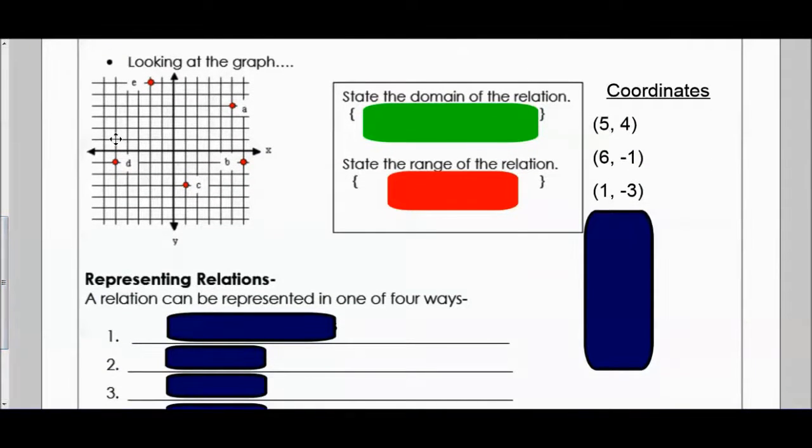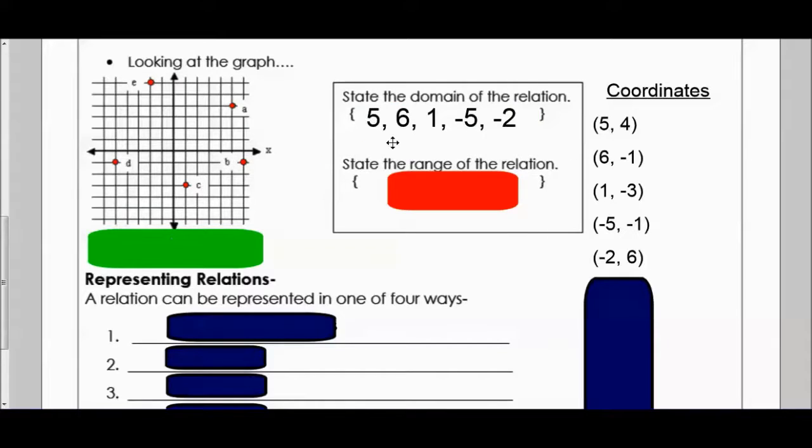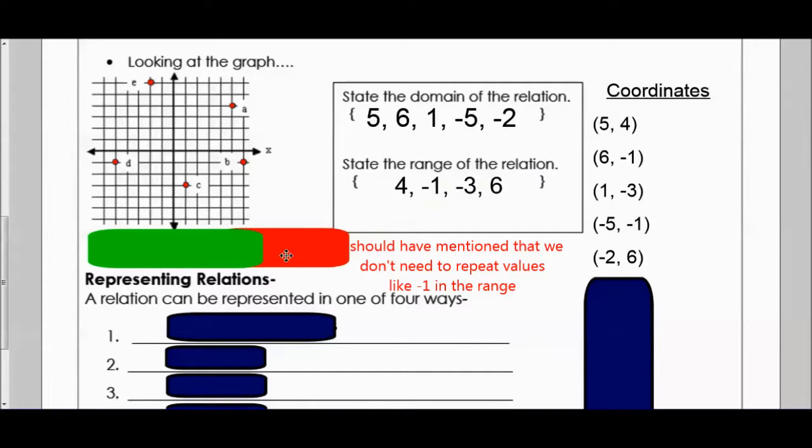D is over to the left 5, that's -5, and down 1, that's -1, and then to the left 2 and up 6, that's where E is. To the left 2 is -2, and then up 6 is +6. So then we're going to really just take these coordinates. We're going to take the domain, all of the x values, and list them out, and we're going to take the range, all of the y values, and list those too.